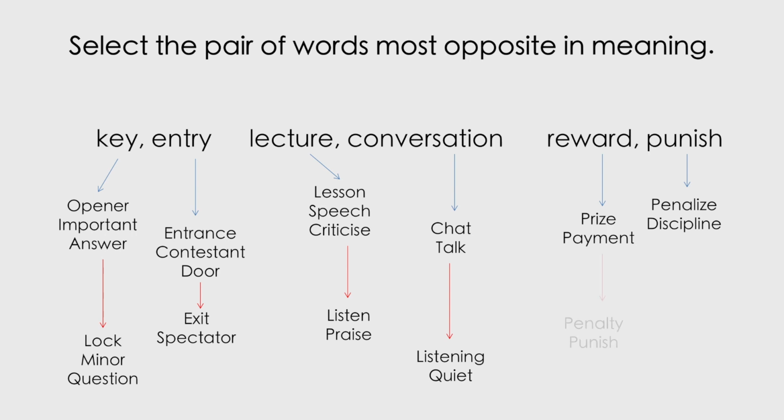If you're not rewarding someone, you're probably penalising them, so giving them a penalty or punishing them. And if you're not punishing someone, the antonym of that would be rewarding or forgiving. So we can see that our pair of antonyms here are reward and punish. So they are the most opposite in meaning.